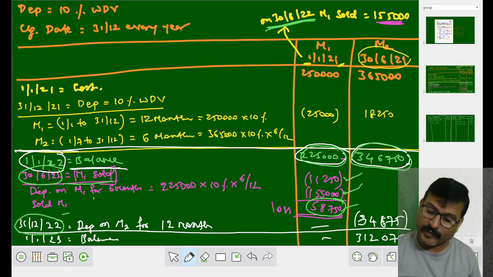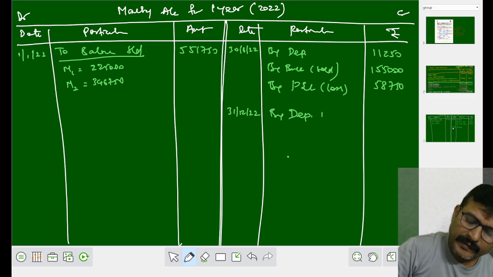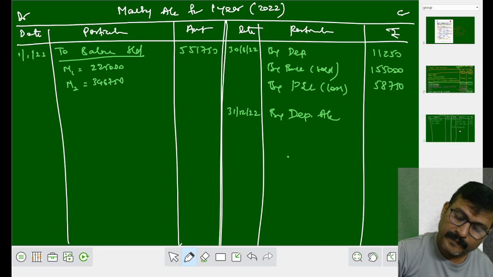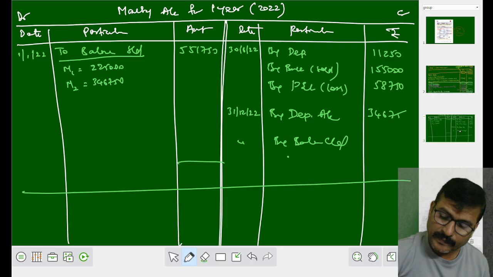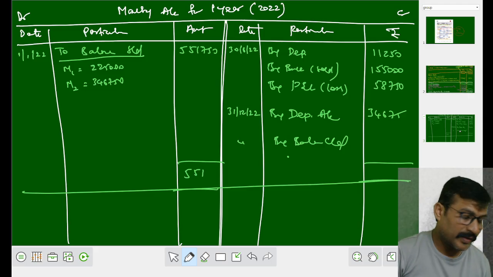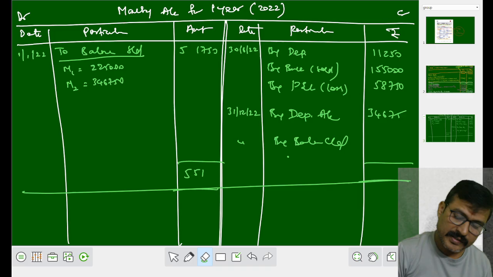On 31st December 22, you have charged a depreciation of 34,675. On what date? Have a gap of one line, 31st December 22. We have to write by depreciation account. It is how much? 34,675. Same date, by balance carry down. See, you work out a total. The total of this comes to 5,71,750.